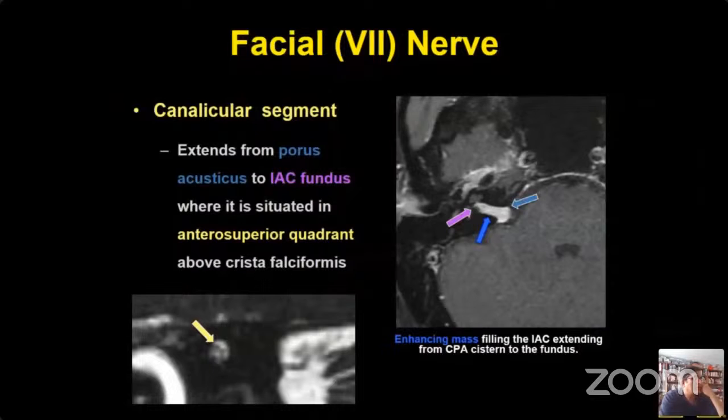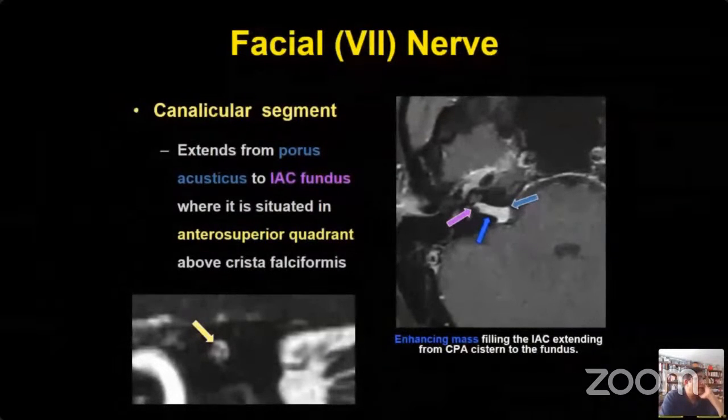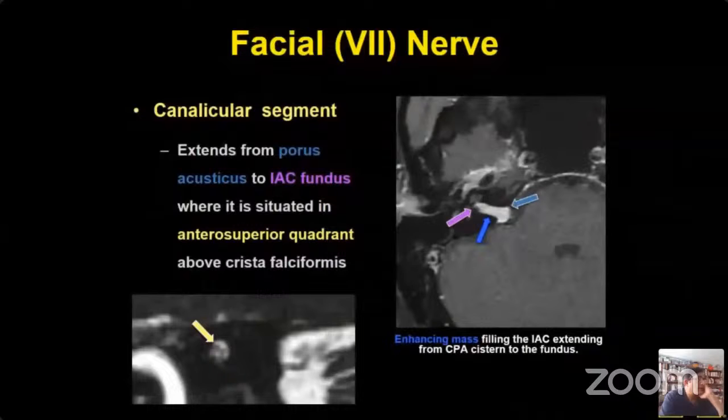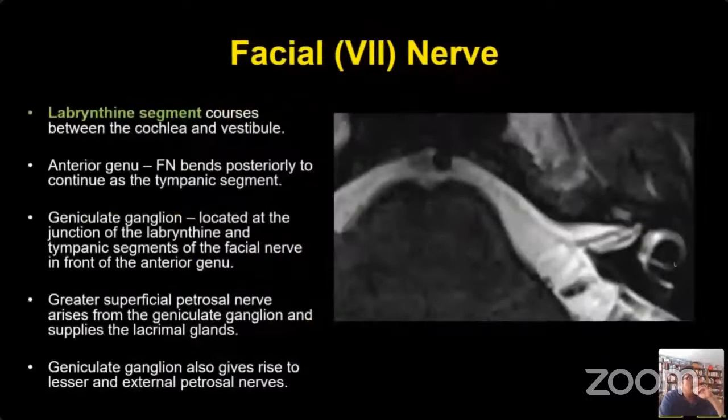This is an intensely enhancing mass entering the IAC, and you can see that it goes all the way from the porus acousticus to the fundus of the IAC, but it does not enter the cochlear canal, because that is the seventh cranial nerve.